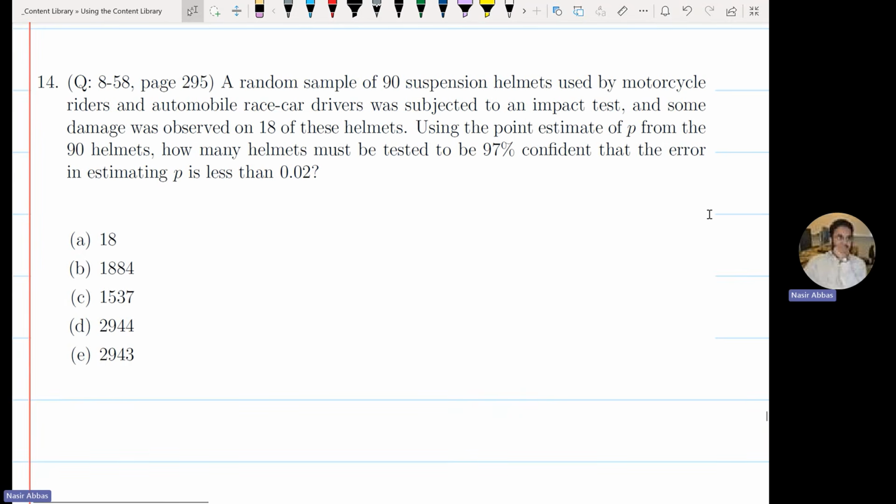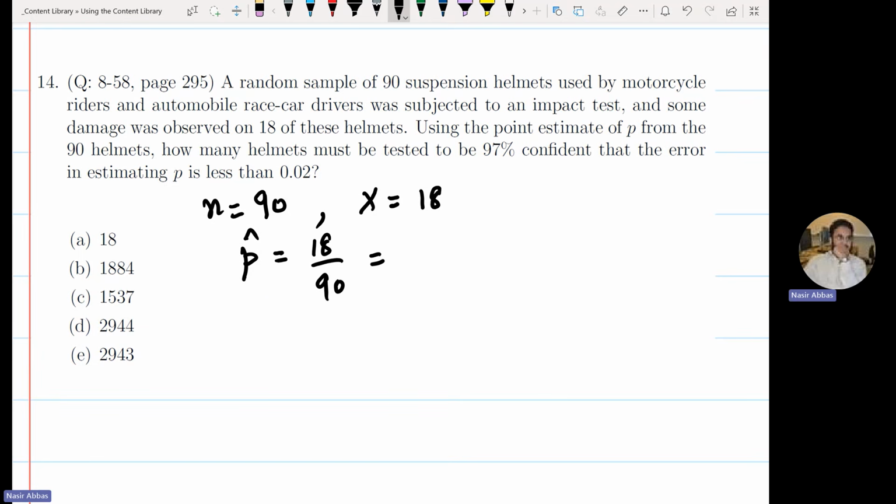Question 14. A random sample of 90 suspension helmets used by motorcycle riders and automobile race drivers were subject to impact testing. They tested whether they can take a shock or not. And the damage was observed in 18 of these helmets. How many helmets were tested? 90. The damage was observed in how many? 18. What is the proportion of helmets that had the damage? This is equal to 0.2.